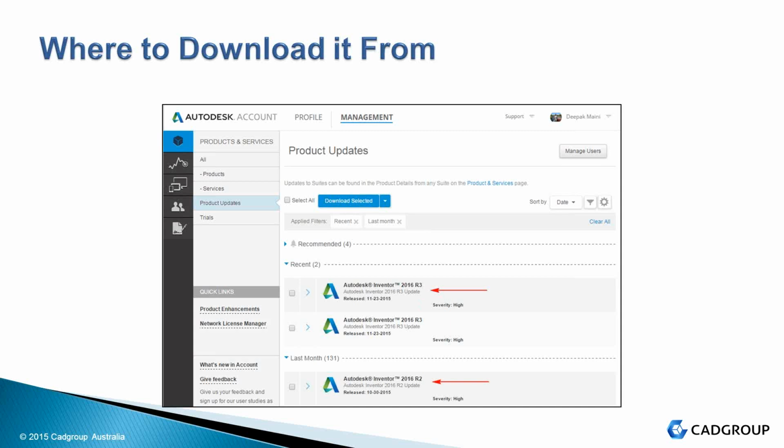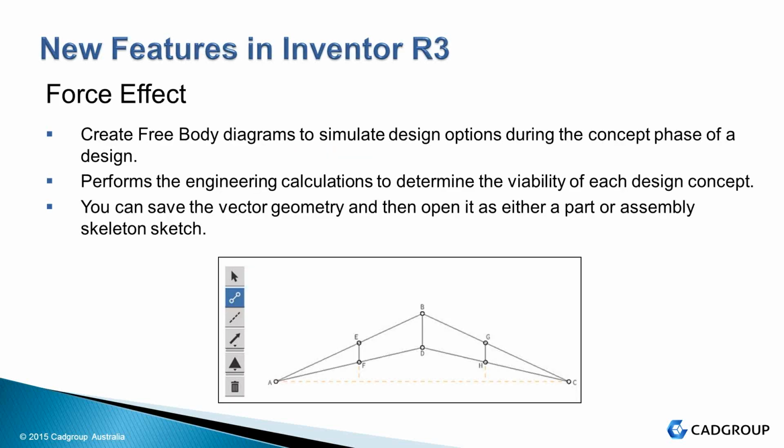All right, so once we have figured out how to install R3, let's now find out what are the new features in Inventor R3. So the first new feature is what we call ForceEffect. ForceEffect is a program that lets you create free body diagrams to simulate design options during the concept phase. This, in fact, used to be available on your tablet devices till a couple of weeks back. So on your iPad or your Android device, you could download a program called ForceEffect or ForceEffect Motion, where you could take photographs of things and then create free body diagrams and then apply loads and conditions to those. So that is now available inside Inventor as well.